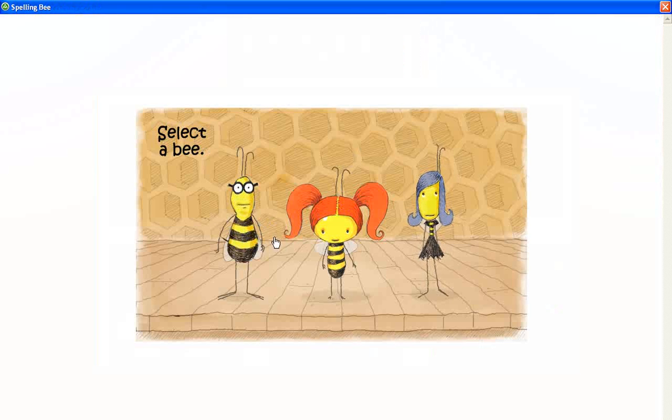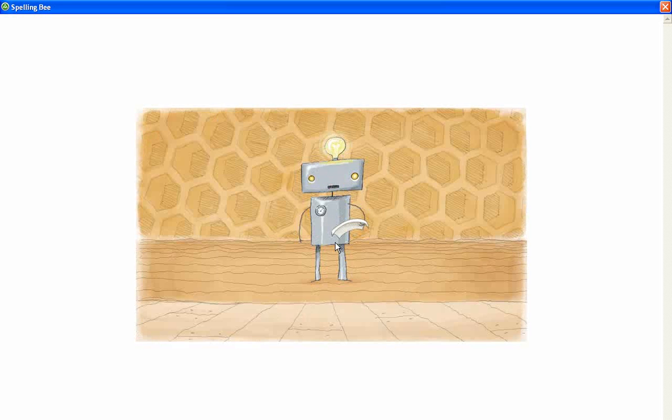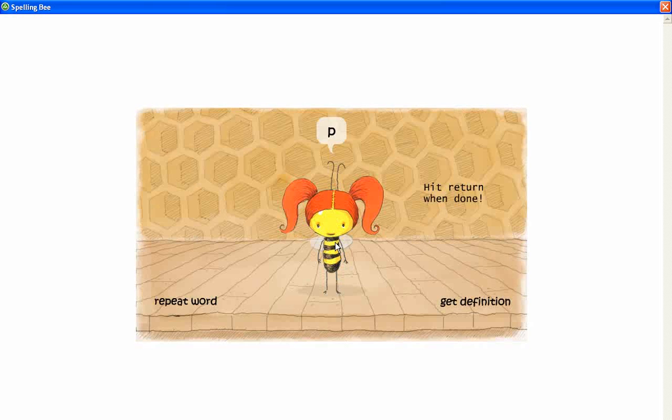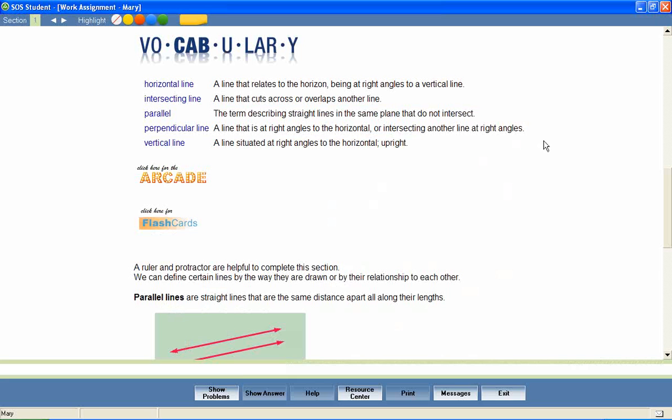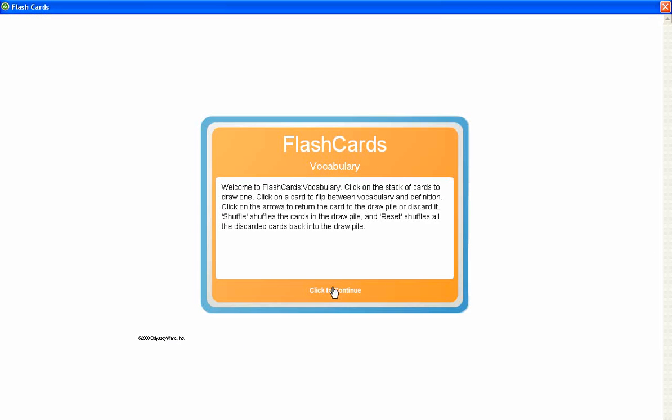Let's look at a sample. Spell the word perpendicular line. P-E-R-P-E-N-D-I-C-U-L-A-R L-I-N-E. Flashcards allow students to easily review the words and their definitions.